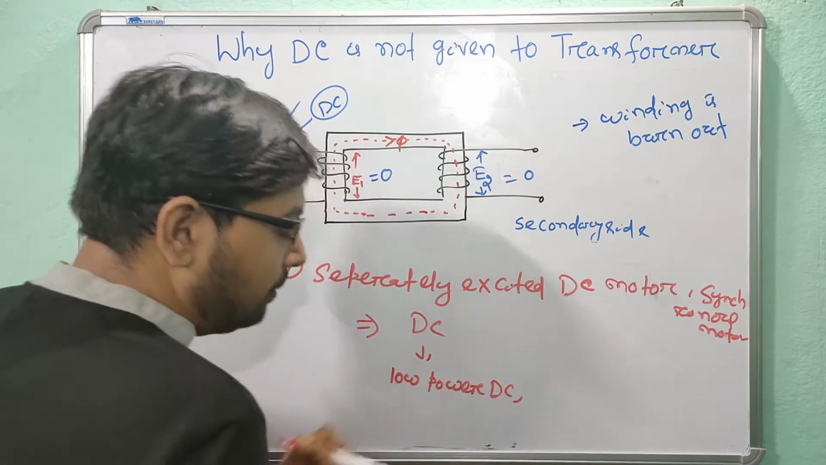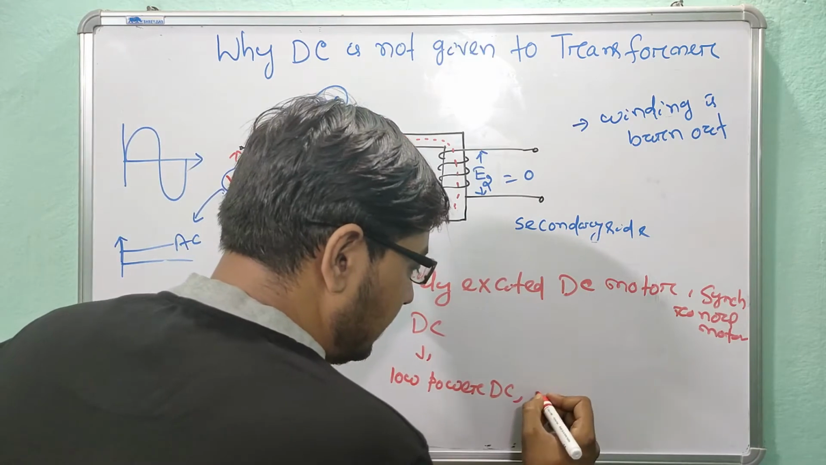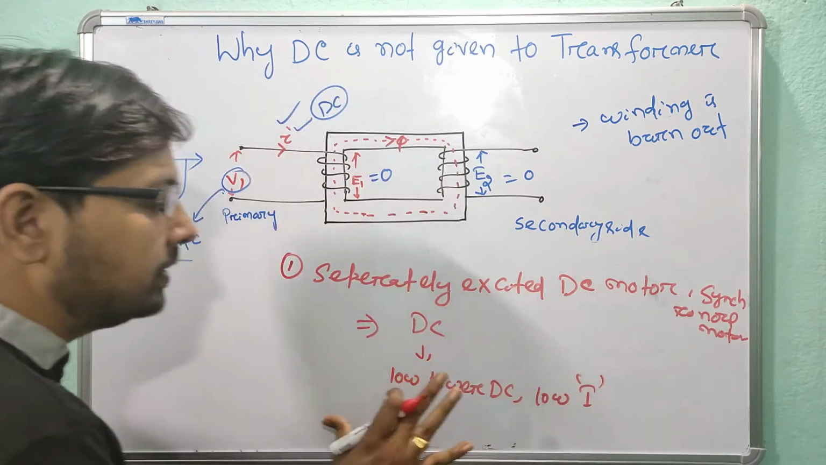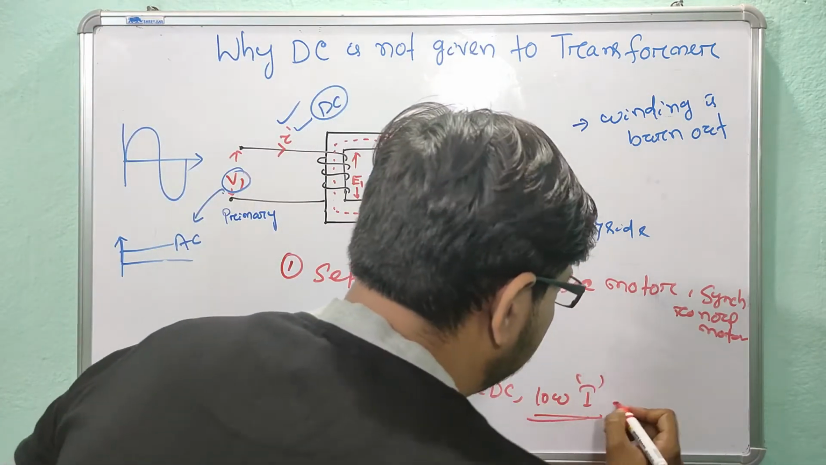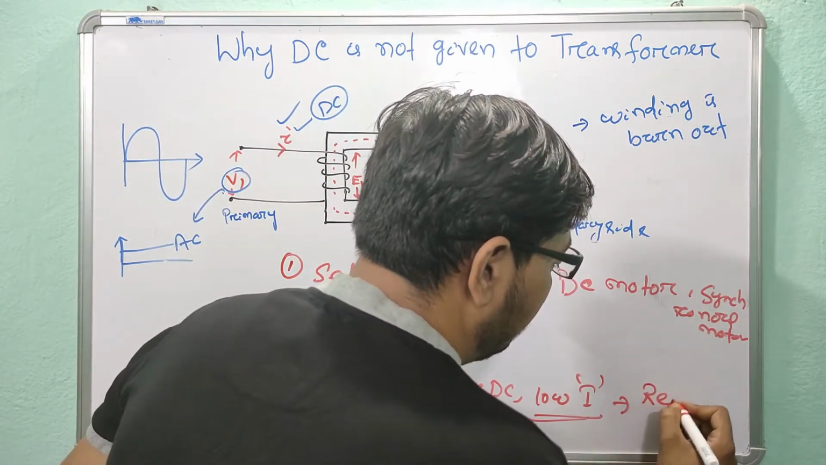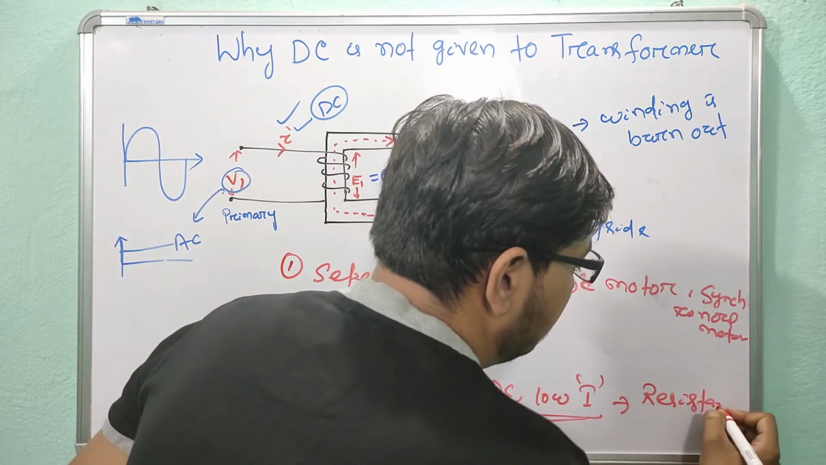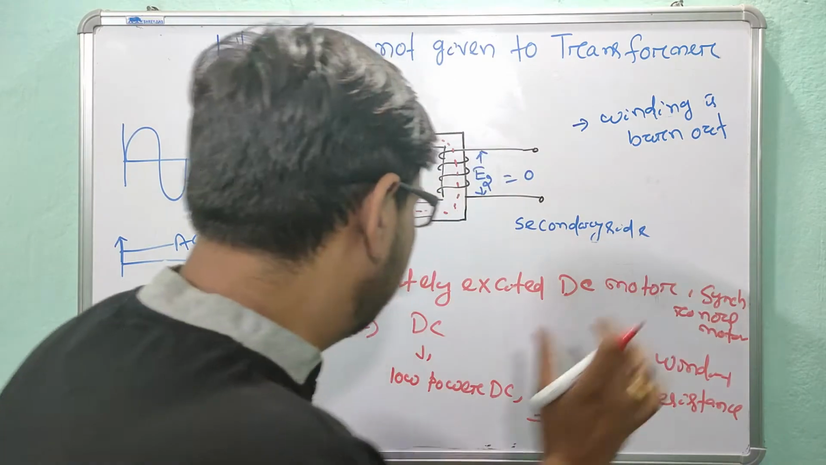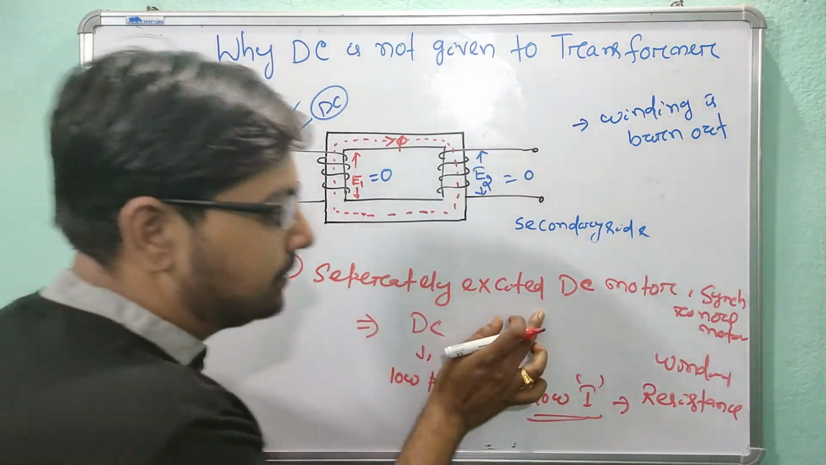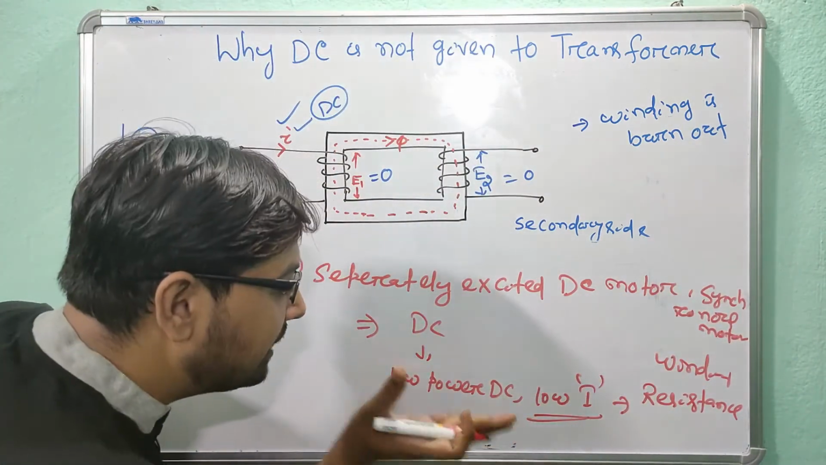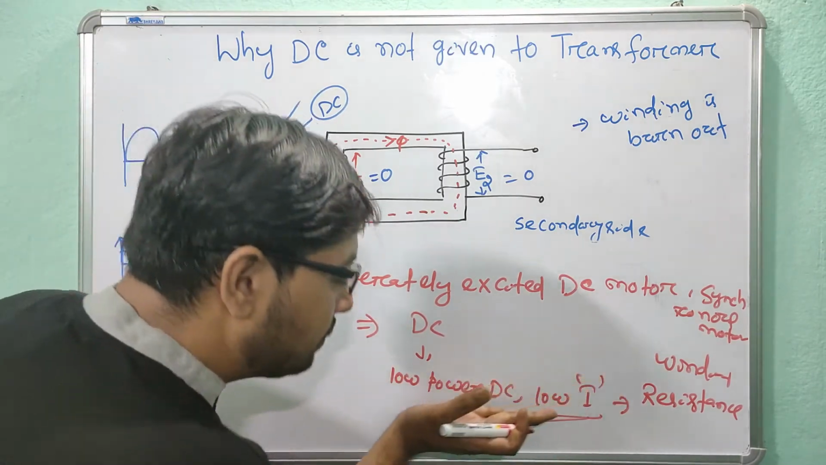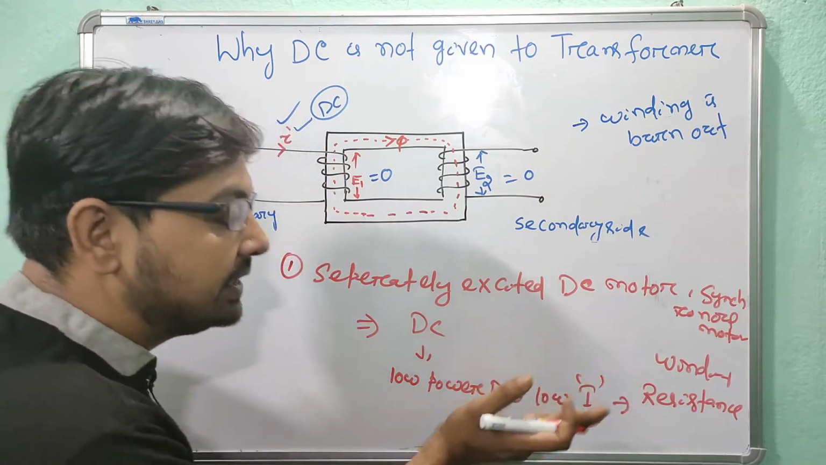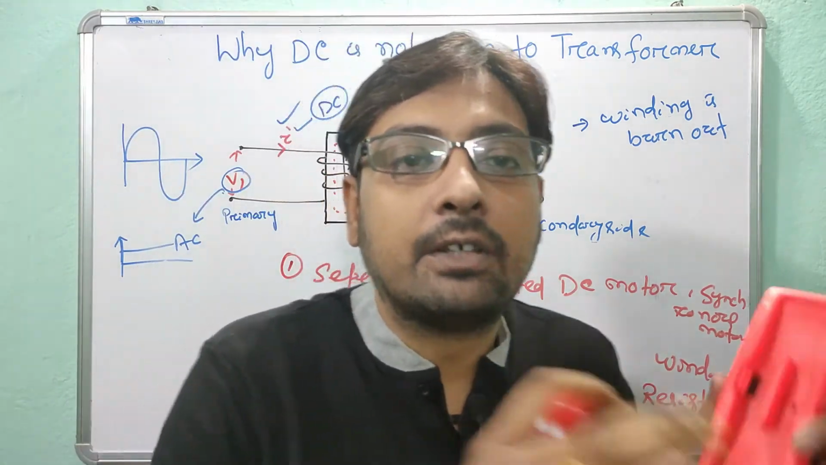DC. So if low power DC is provided, then we get a low value of current. The current is withstood by the winding resistance. So for the separately excited DC motor and synchronous motor, you provide very low power DC. If we provide low power DC, the current is low, so this current will be withstood by the winding resistance, so it will not burn out.